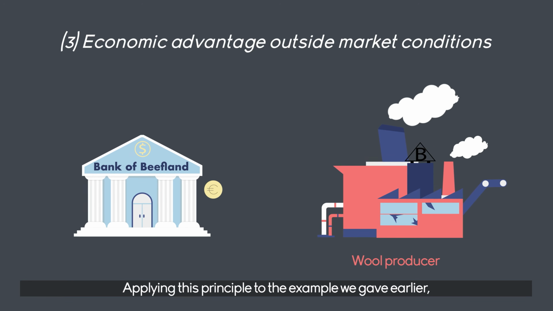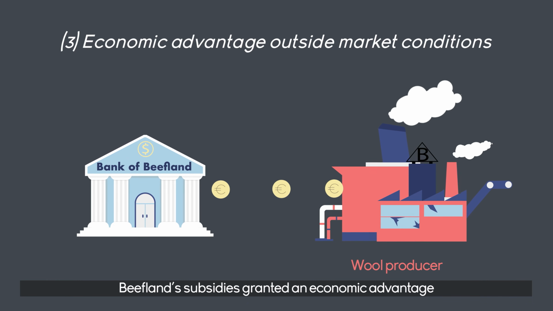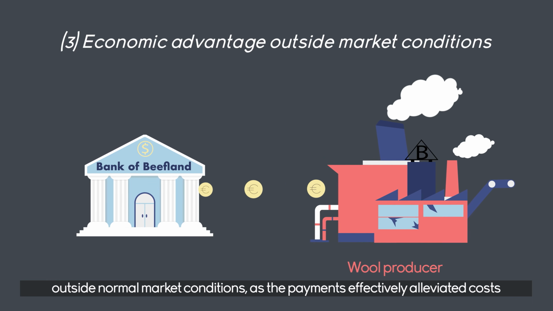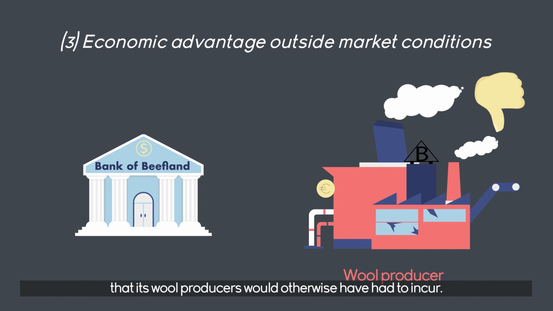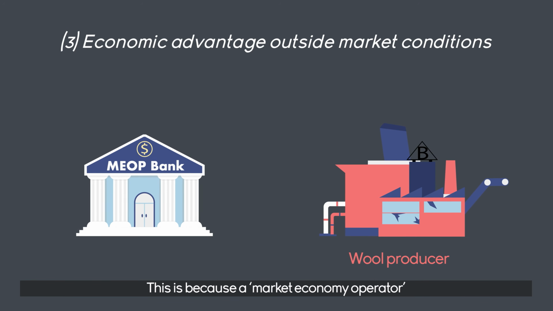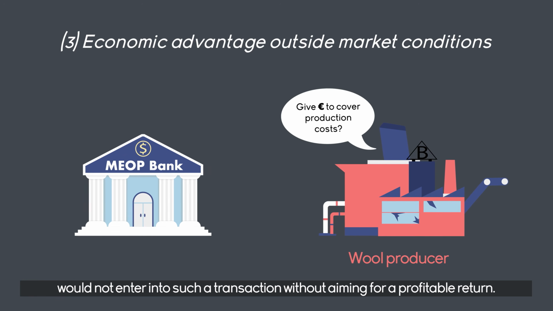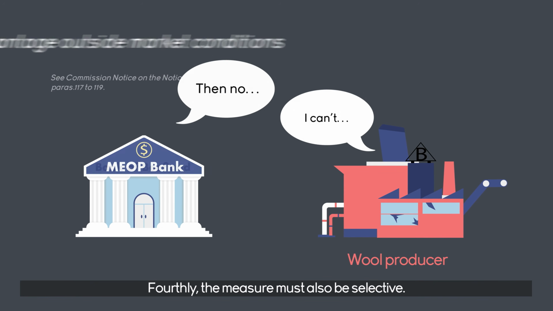Applying this principle to the example we gave earlier, Beefland's subsidies granted an economic advantage outside normal market conditions, as the payments effectively alleviated costs that its wool producers would otherwise have had to incur. This is because a market economy operator would not enter into such a transaction without aiming for a profitable return.